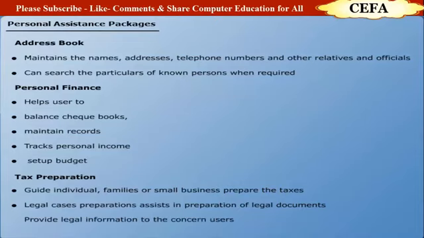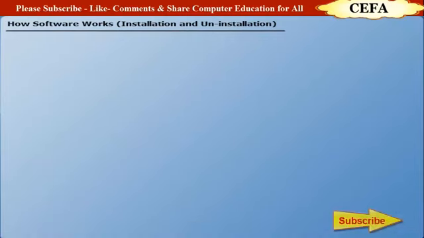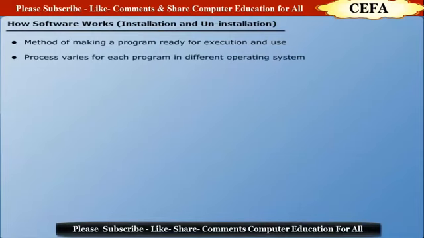How software works. Installation and uninstallation. Installation of a computer program is the method of making a program ready for execution and use. The process varies for each program, computer, and operating system. There is a program called an installer which comes with every software.